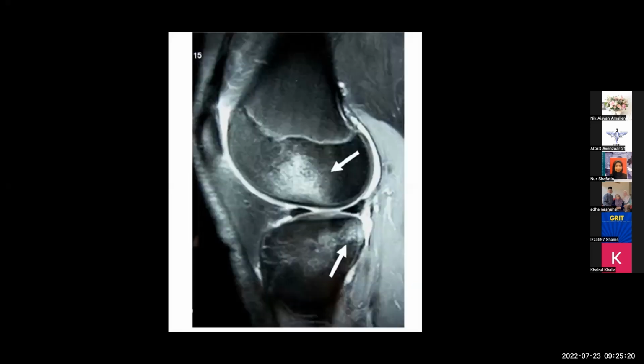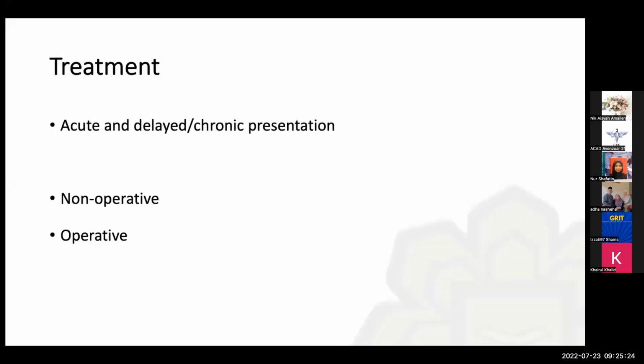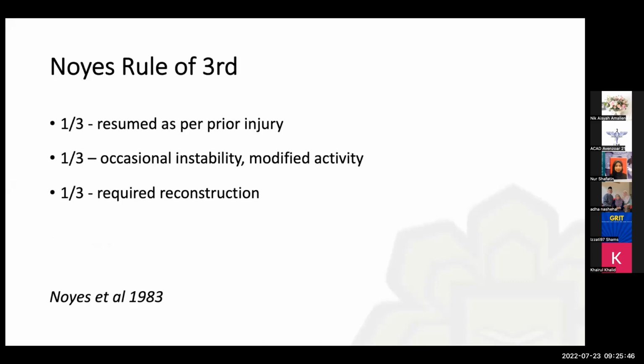So after this, you can say this is ACL injury. Then they will ask you about the treatment. Treatment generally for ACL injury can be divided into acute and chronic presentation. But in the usual chronic case, you always start with non-operative treatment.